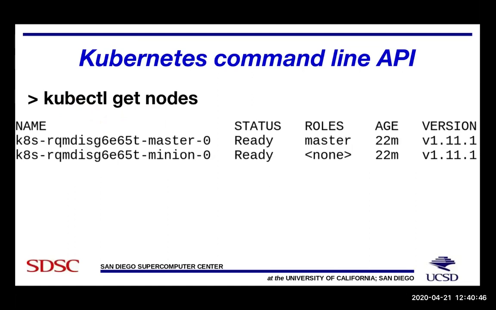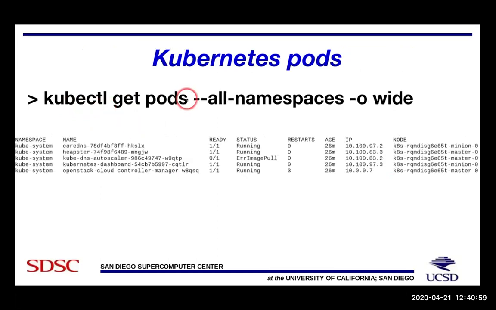Here it is from Kubernetes. If you do kubectl get nodes, you find the two nodes that are running, the master node and the minion, the worker node. And here is the most used command, which is kubectl get pods. Pods are, I'm simplifying a bit, but let's say that pods are containers.